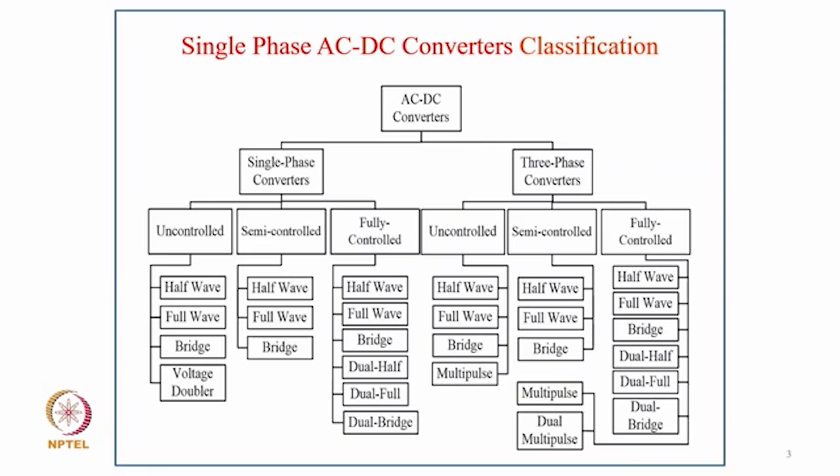Then in three phase also we have uncontrolled, semi-controlled, and fully controlled. In uncontrolled we have half wave, full wave bridge and multiple. In semi-controlled we have half wave, full wave bridge. And in fully controlled converter we have half wave, full wave bridge, dual half, dual full, and dual bridge. And we have multiples and dual multiples converters.